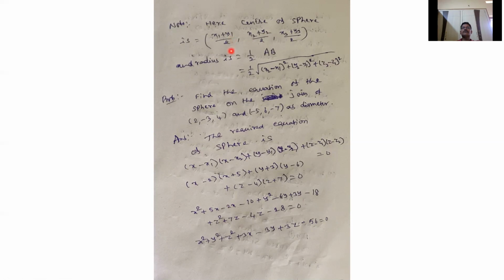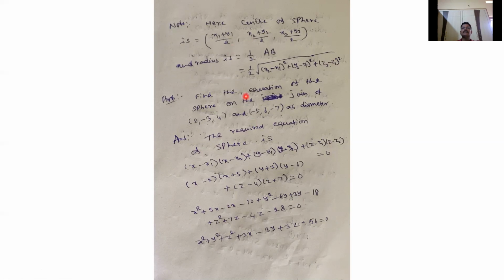Here the midpoint is (x1 plus x2)/2, (y1 plus y2)/2, (z1 plus z2)/2. Here there was a mistake. So the midpoint is (x1 plus x2)/2, (y1 plus y2)/2, (z1 plus z2)/2. And the distance is 1/2 AB, square root of (x2 minus x1) whole square plus (y2 minus y1) whole square plus (z2 minus z1) whole square.